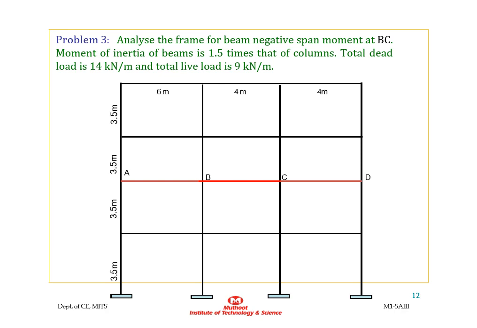The moment of inertia of the beams is given as 1.5 times that of the column. The total dead load is 14 kilonewton per meter and the total live load is 9 kilonewton per meter. The span length for beam AB is 6 meter, then BC is 4 meter, and again CD is 4 meter. The height of each column is given as 3.5 meter.